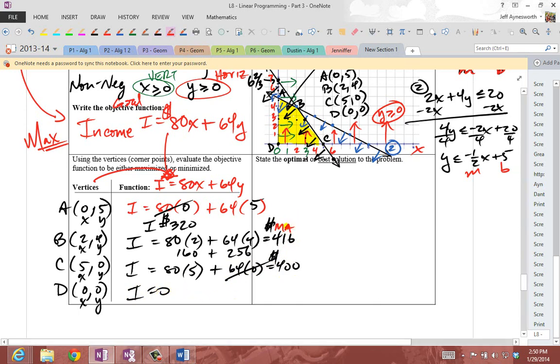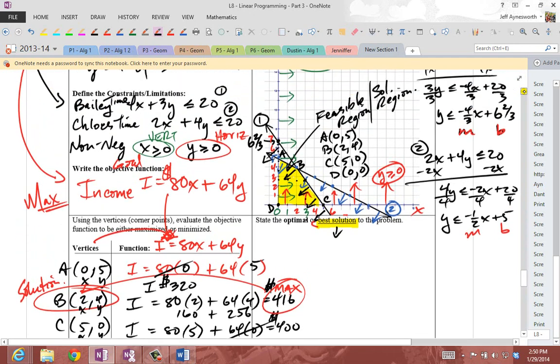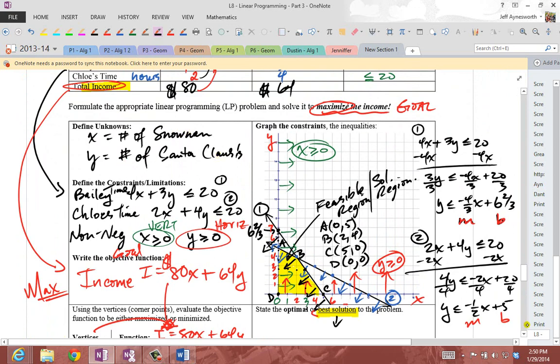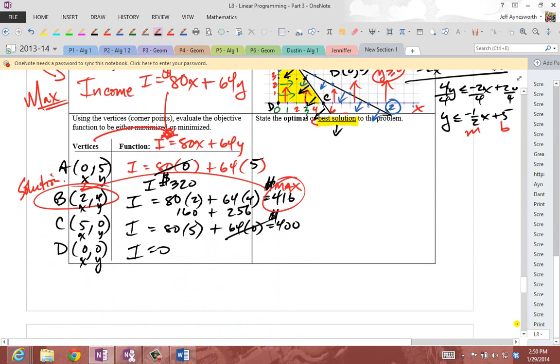So I already see my max. The max income is right here. It's 416, and it occurs at point B. This is my solution right here. So I have to interpret it. What's the optimal solution? Optimal meaning best. Well, let's see. We need to make 2 of something. Now, X stands for the number of snowmen, and Y is Santa Claus. Okay, so I need to make 2 snowmen and 4 Santa Clauses.